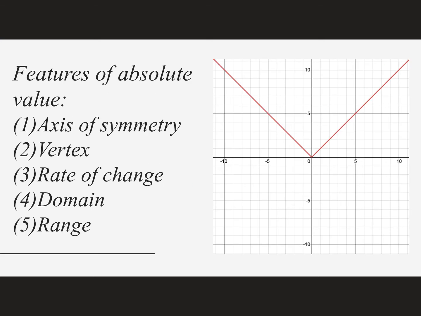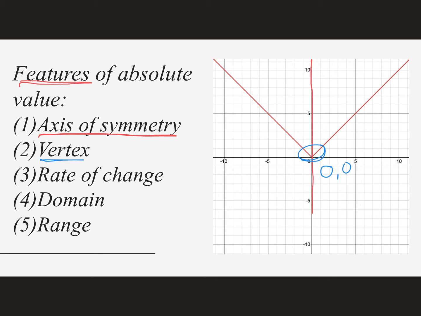So next, let's talk about the features of an absolute value function. An absolute value function has an axis of symmetry, just like our quadratic functions did. If you look right here, right down this center point is our axis of symmetry. We also have a vertex. The vertex is just this bottom point right here. In this case, it's 0, 0.